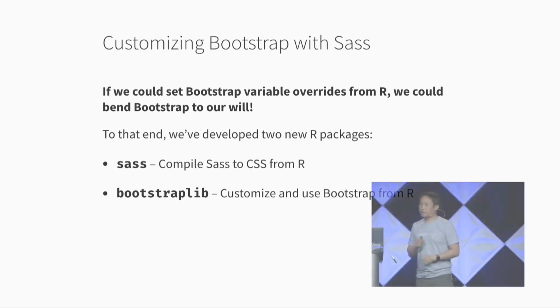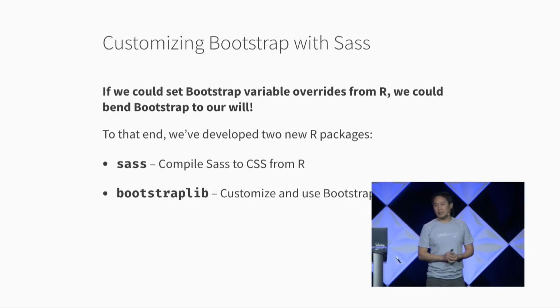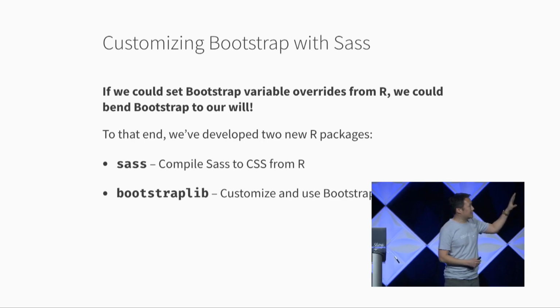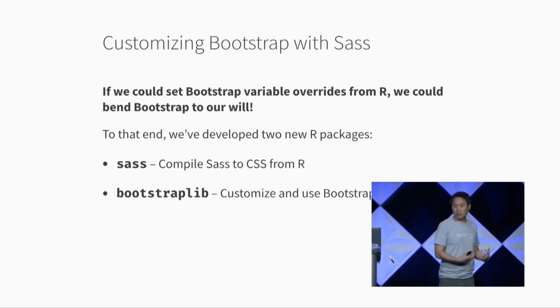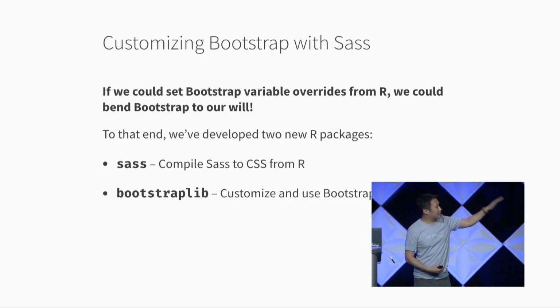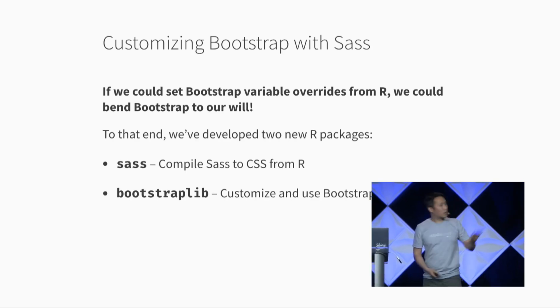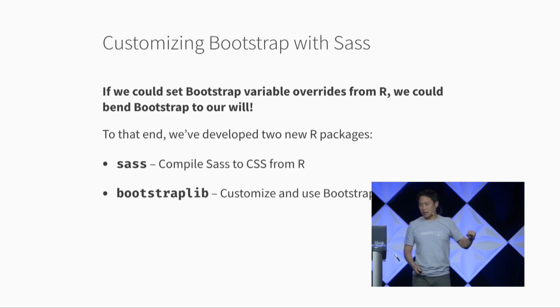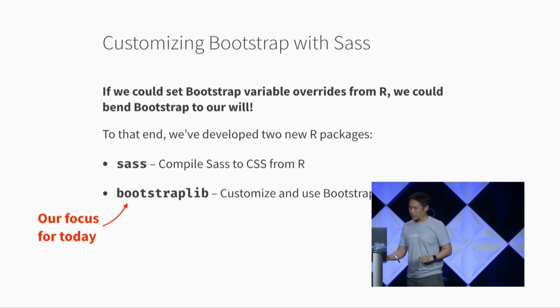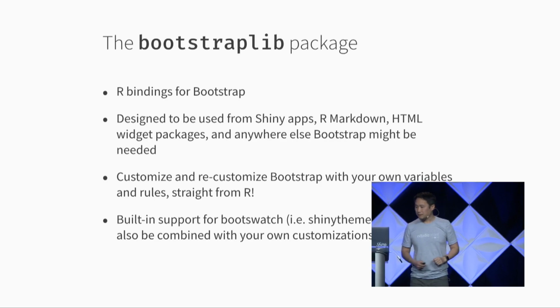So to that end, we've developed two new R packages that I'm talking about today. Well, I'm not going to talk about Sass, but Sass is the foundation that Bootstrap lib is built on. Sass is a way to compile Sass to CSS directly from R, but we've built these higher-level tools specifically for Bootstrap in Bootstrap lib. So you're not going to need to interact with Sass in order to use Bootstrap lib. And for the rest of my talk, I'm mostly going to be focusing on Bootstrap lib.